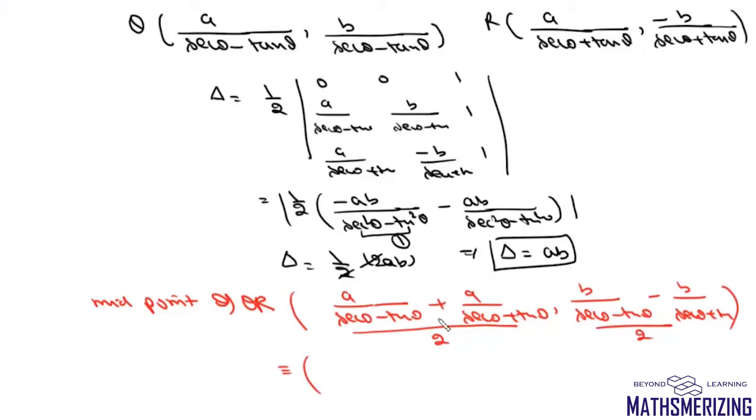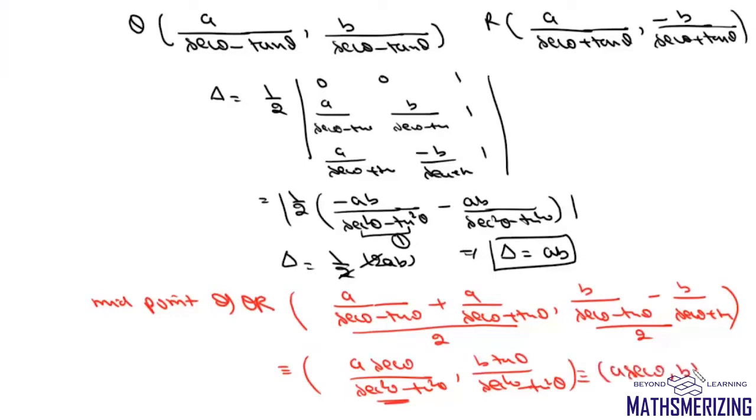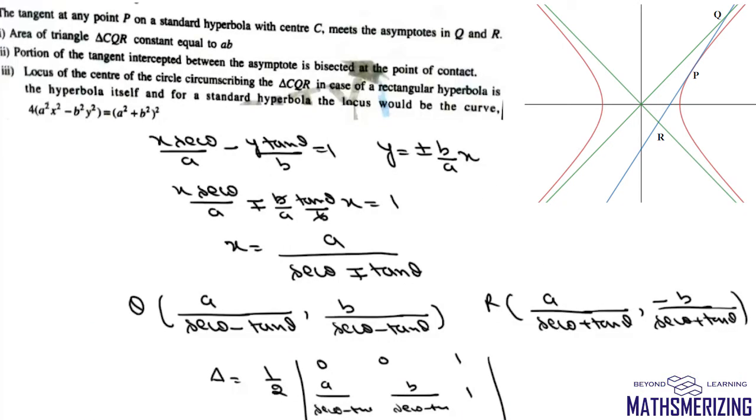So here it will be A secant theta plus A secant theta. So it will be A secant theta upon secant square theta minus tan square theta, and here it will be B tan theta upon secant square theta minus tan square theta. Now secant square theta minus tan square theta is 1. So the midpoint of QR is A secant theta and B tan theta, which is this point P itself at which we have drawn this tangent. So it proves our second result, that is, the portion of the tangent intercepted between the asymptotes is bisected at the point of contact.